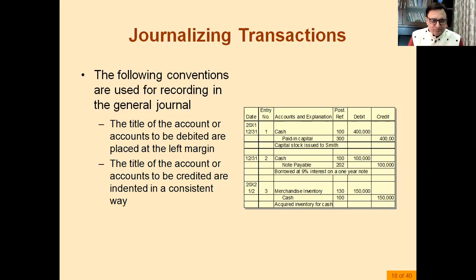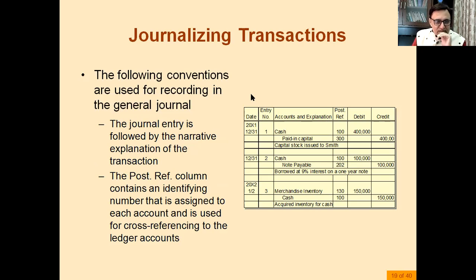So in this way, the title of the account or accounts to be debited are placed at the left margin, and the title of the account or accounts to be credited are indented in a consistent way. So the journal entry is followed by the narrative explanation of the transaction. For every journal entry you will write a narration, so that a person who is going to check the accounts or make the ledger posting may understand what kind of entry this is.